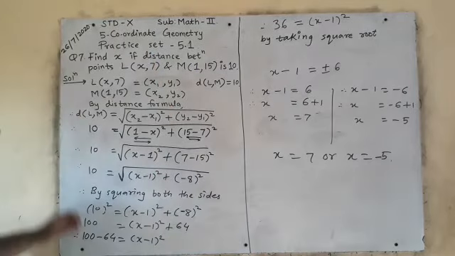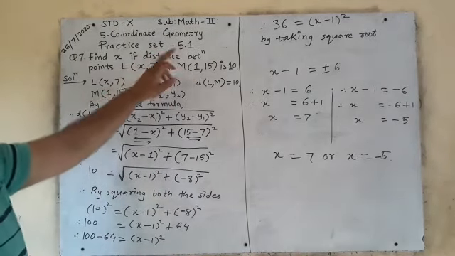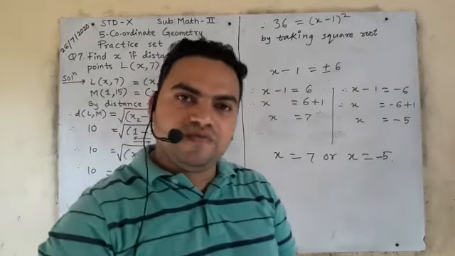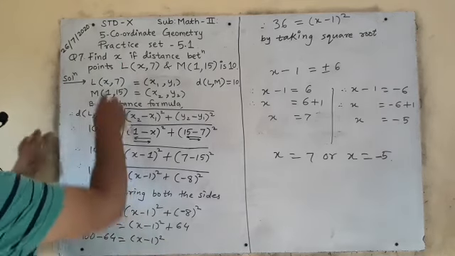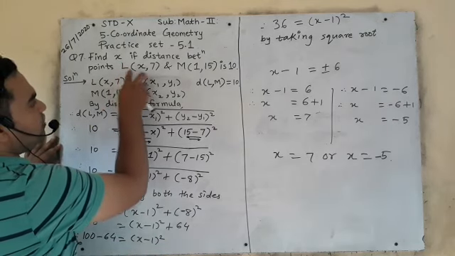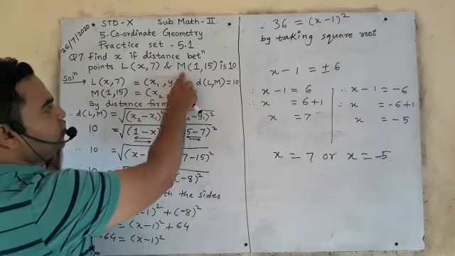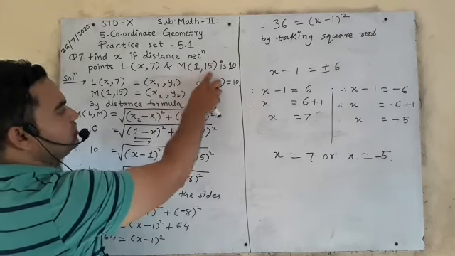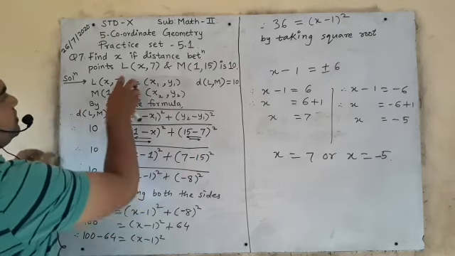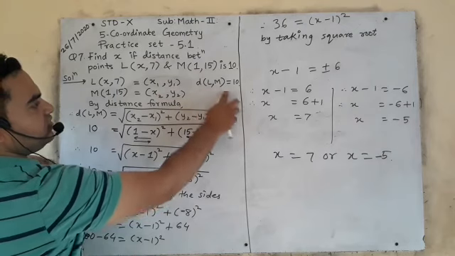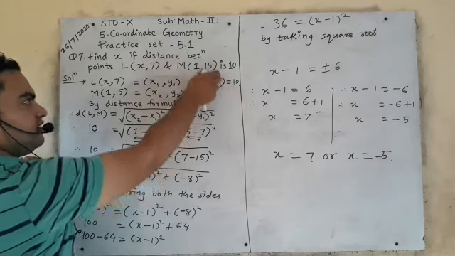Here, find x. If the distance between, it means we will use the distance formula. Yes. Now find x between the points. Point L coordinates are given. This will be x1, this will be y1. Point M coordinates are given. This is x2, this will be y2. The distance is 10. Distance between L and M. See, I have written over here. Distance between point L and M is 10. It is given in the question.